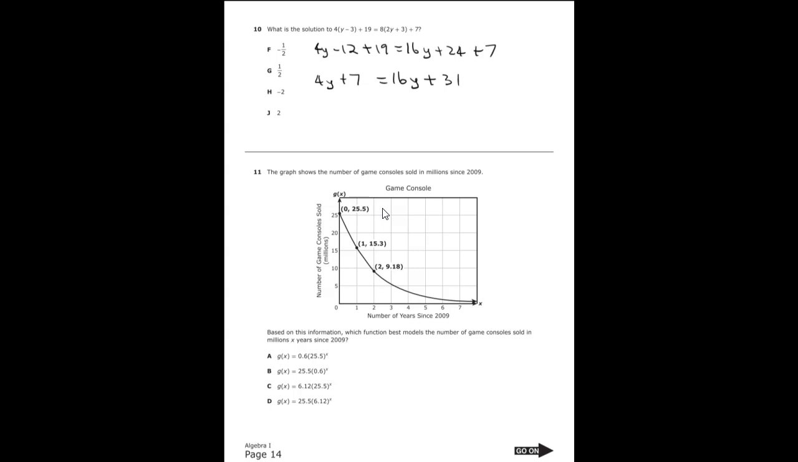So what we're going to do now is group common terms together. What I would like to do is move the y to the right hand side. So I subtract 4y here, subtract 4y. So I have 7 equal to 12y plus 31. And then I'm going to move my 31 over to the left hand side. Now I have 12y equal to -24, and we divide both sides by 12, and then we have y equal to -2. And that's going to be our answer right there.